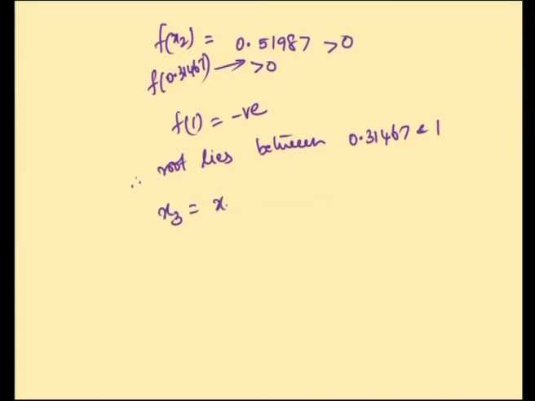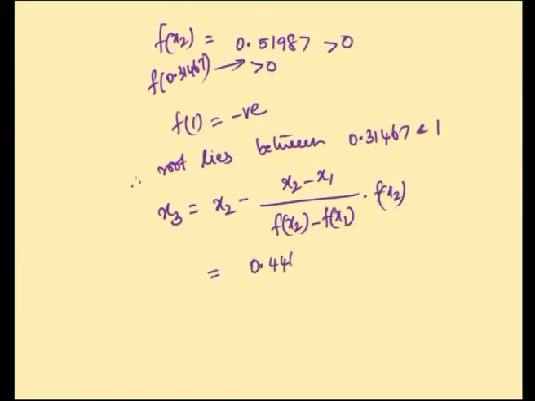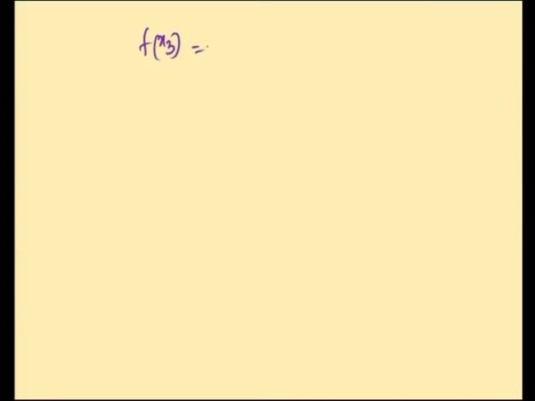x3 is equal to x2 minus [x2 minus x1] divided by [f(x2) minus f(x1)] into f(x2). The answer comes to be 0.44673. This is x3. So, f(x3) is equal to f(0.44673), which is 0.20354, which is greater than 0.